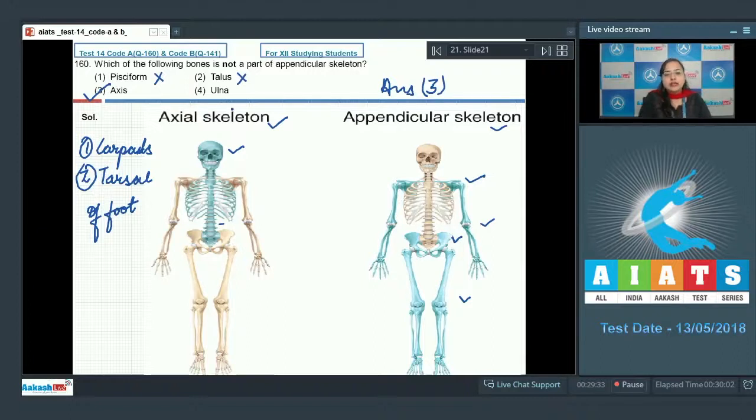Option 4 is given, ulna. Ulna is one of the bones of arm and it is a part of appendicular skeleton. So option 4 cannot be an answer. So let's proceed to our next question.